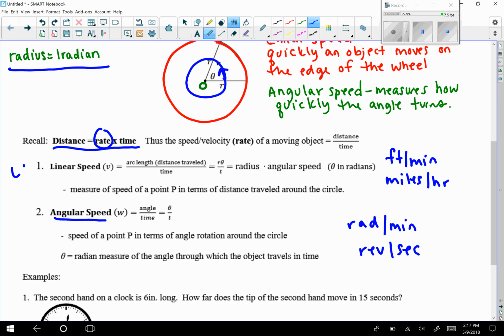So for linear speed, I'm going to label it LS instead of using the V, and angular speed I'm going to label as AS. Notice the two formulas are very similar, so the only difference is that we have added the r here. So we could also say that the linear speed is equal to the radius times the angular speed, because sometimes that'll help you solve some of these problems.